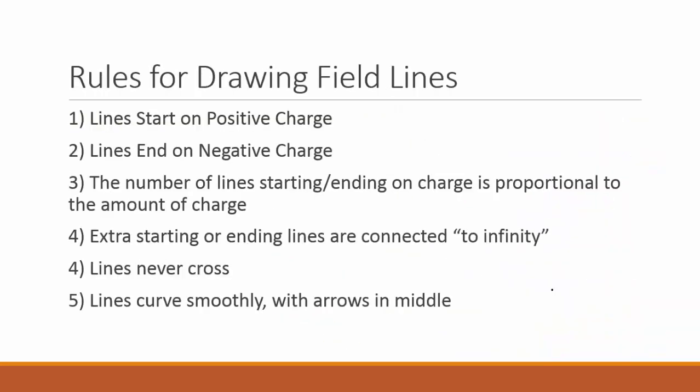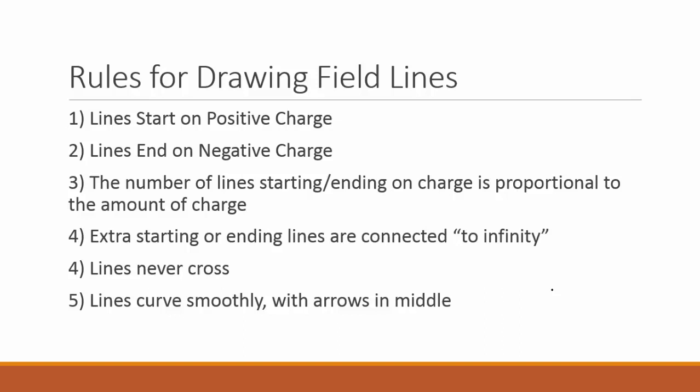Now how many lines start or end on a given charge is proportional to the amount of charge. And that proportionality constant, you're free to set to whatever you want. For example, say I have 3 microcoulombs of charge. I could choose to represent that using 6 lines coming out of there, 3 lines coming out of there, 9 lines coming out of there. But the ratios should be appropriate.